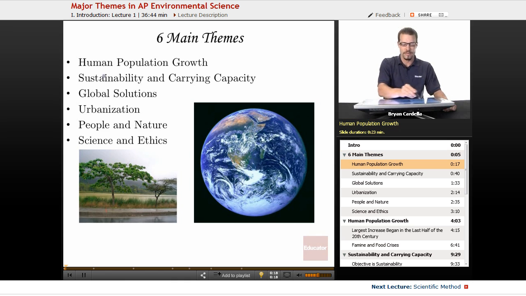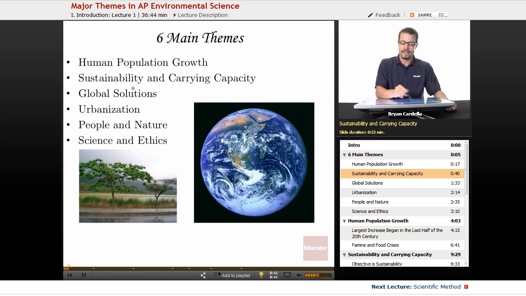So the 6 major themes, number 1, human population growth. This is something that continues to be an ongoing problem. As time goes on, we have more and more people, and more of those people are breeding. And it could be an exponential growth over the next century, even more increased growth than we've seen in the recent past. And that poses some problems.